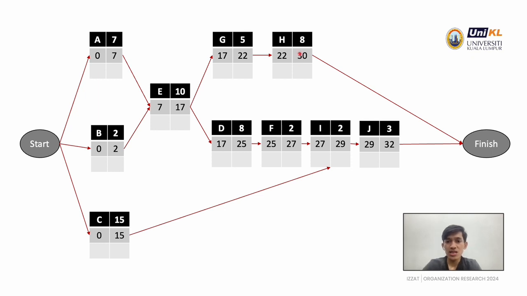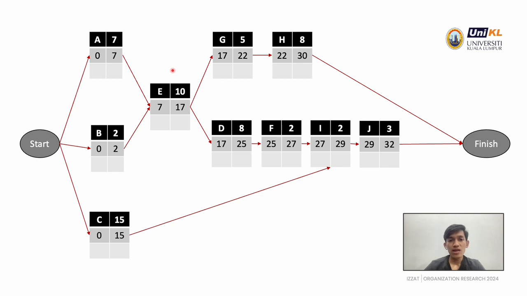For activity I, we do the same as we did for activity E. This activity is connected to activities F and C. We need to find which activity has the maximum earliest finish. In this case, the maximum is 27. After we fill in all the details, we just use the same calculation until the finish.